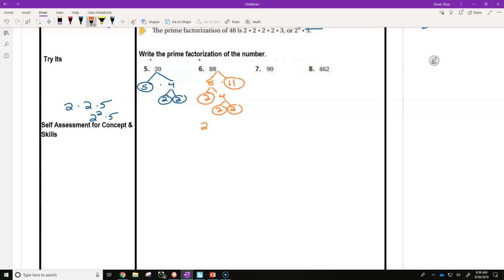How do we write out the multiplication? 2 times 3 times 2 times 11. And 2 to the 3rd power. Good. I believe on your homework you're allowed to write it out as 2 times 2 times 2 times 11. I believe it's taken that way on your homework.